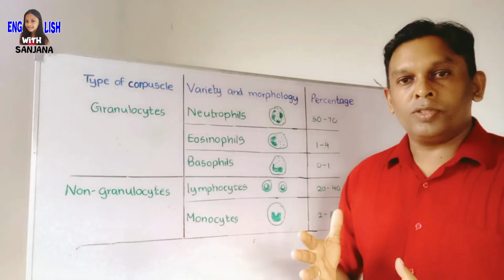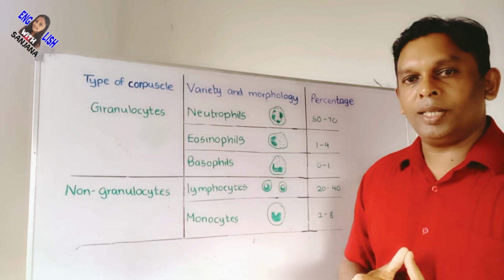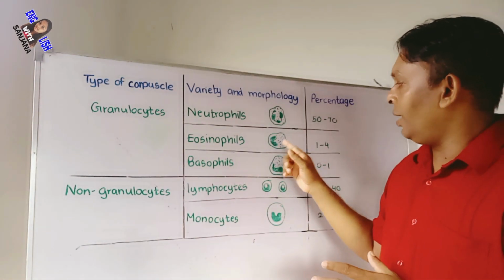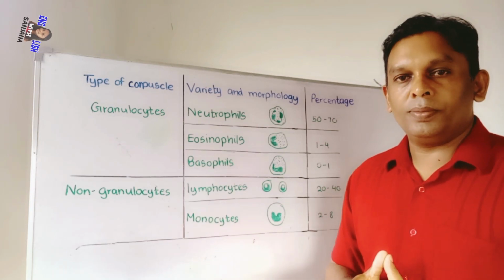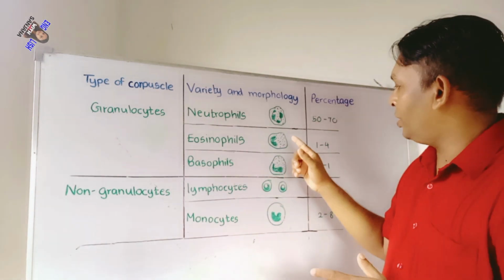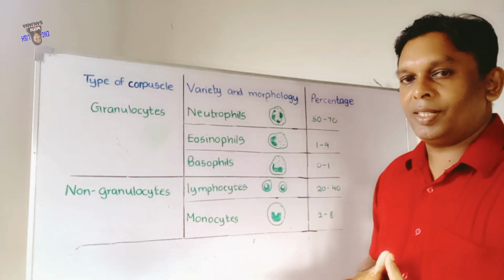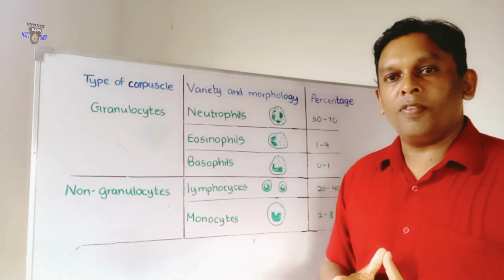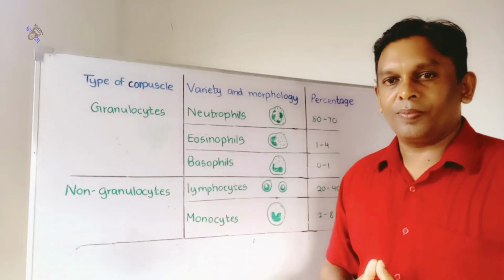Now let's look at the second variety of granulocytes. The second one is eosinophils. Eosinophils is also a very important white blood cell. You can see it has a nucleus divided into two lobes, and you can also observe granules within the cytoplasm. Its percentage within the composition of white blood cells is 1 to 4%.